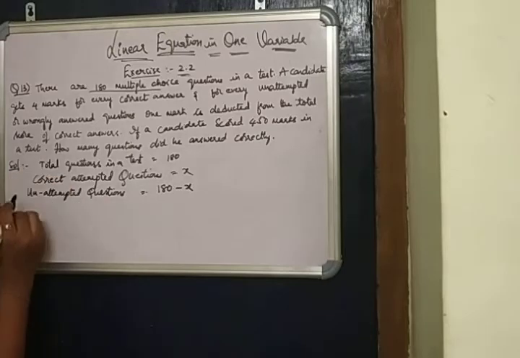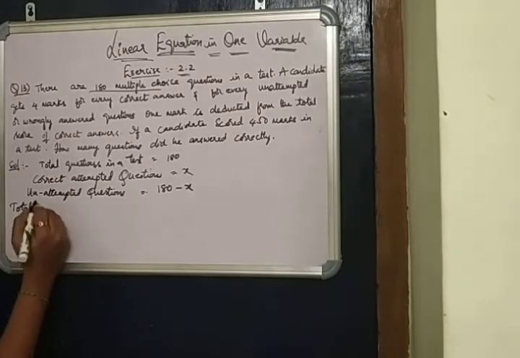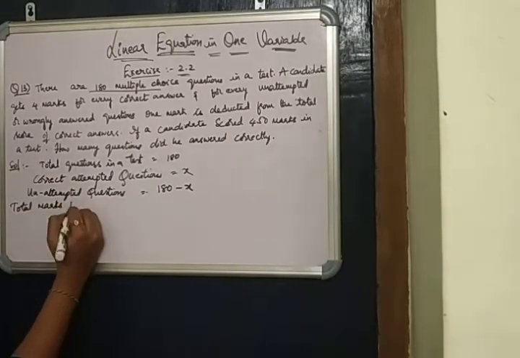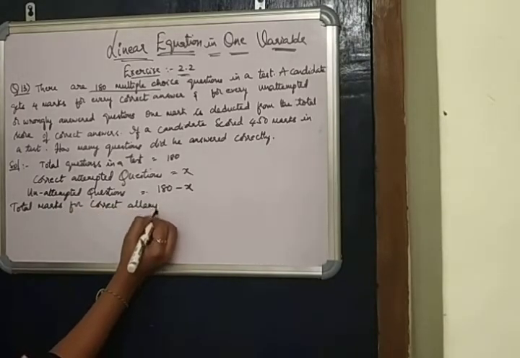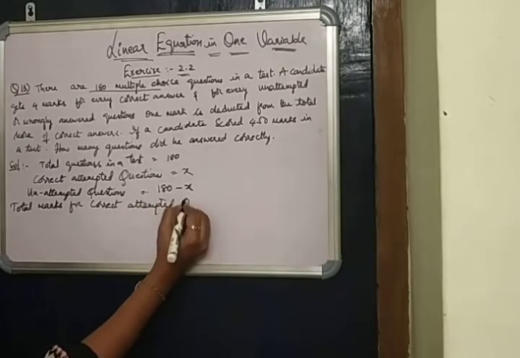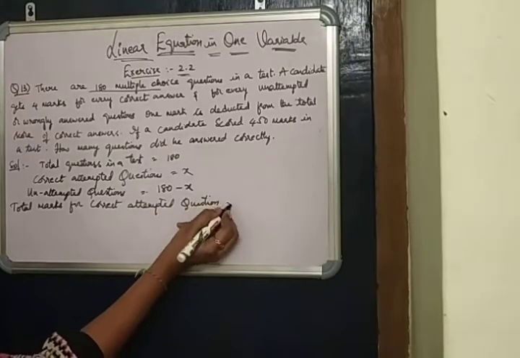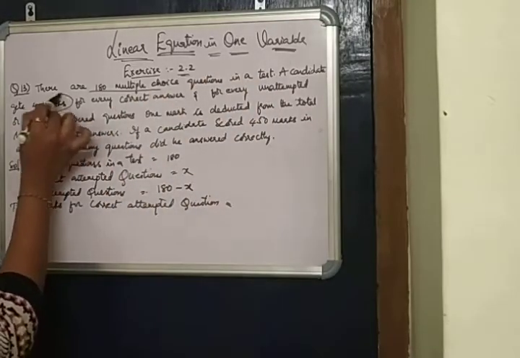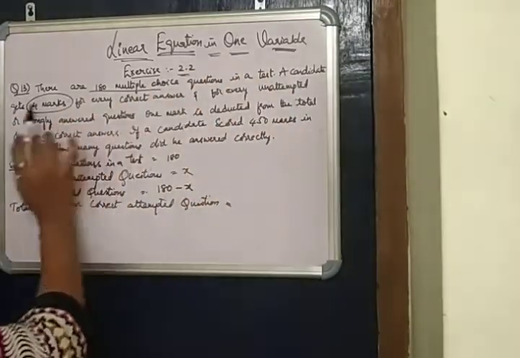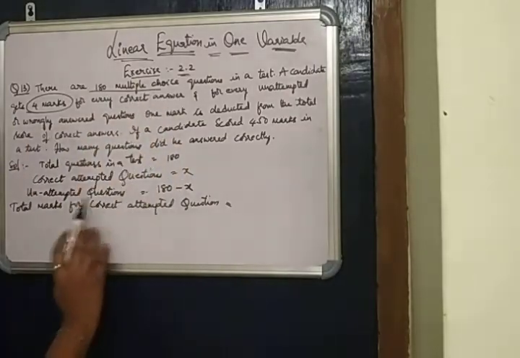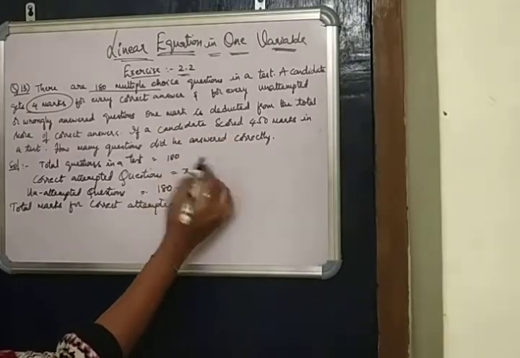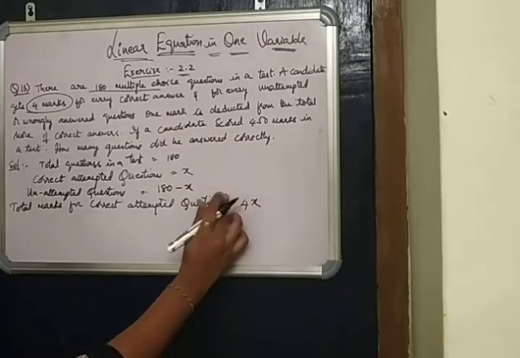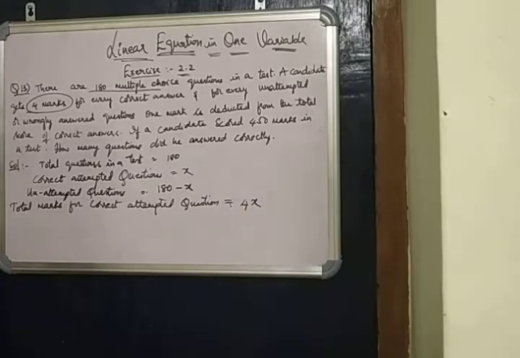And the total marks for correctly attempted questions. The candidate gets 4 marks for every correct answer. For every correct answer, the candidate gets 4 marks. Therefore we have to multiply 4 into x. By that we can get the total marks for the correctly attempted questions.